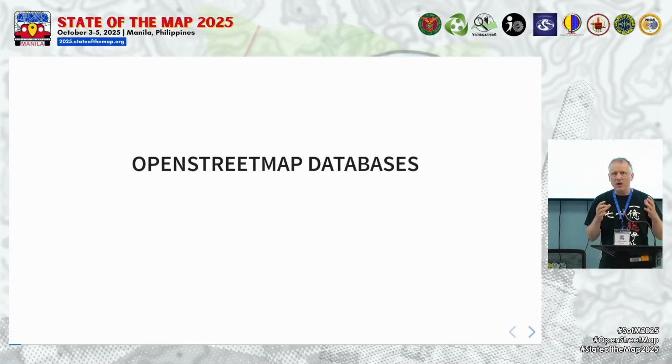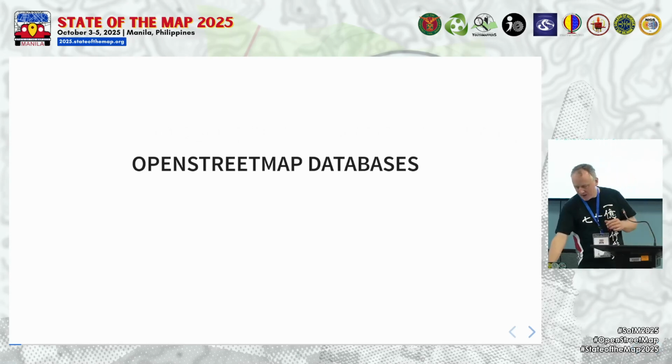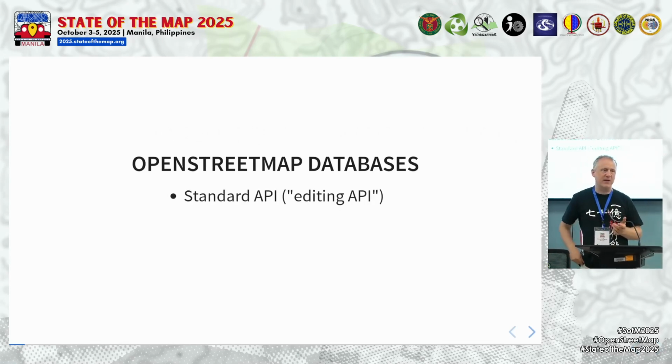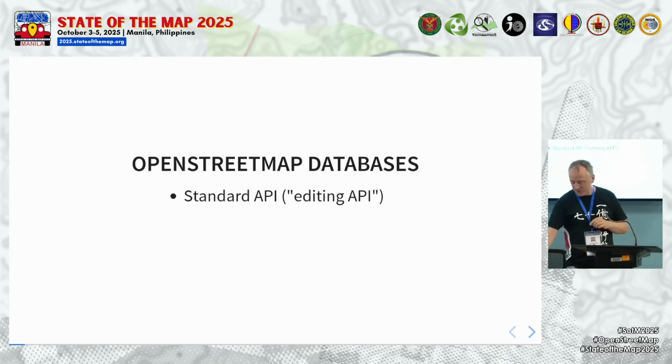OpenStreetMap databases, if you want to access OpenStreetMap data in some database form through an API, we've always had the standard API, which we also call the editing API. It lets you do things like, give me all the things in this little square. It used to be that you could use the standard API to do queries like, give me all things that have this tag. But these query modes have been removed or just reduced over time because of performance considerations.